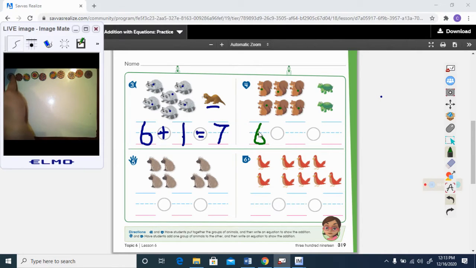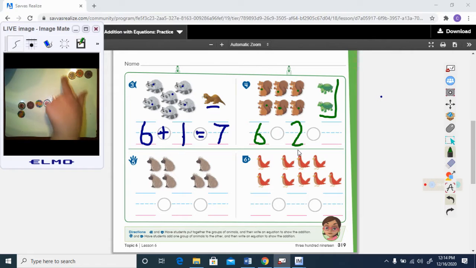Let's bring down 6 counters. 1, 2, 3, 4, 5, 6 counters. How many turtles join them? 2. We're going to write the number 2. 1, 2. And I ask how many animals in all. That means we are adding them together. We need our plus sign, and we always need the equal sign in equations.